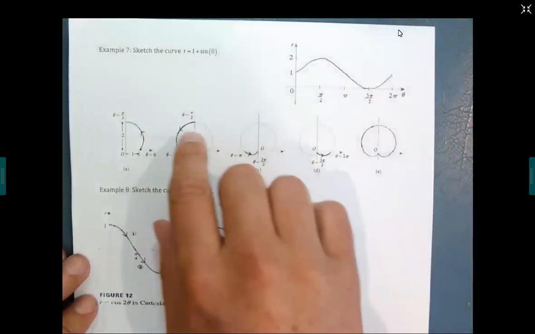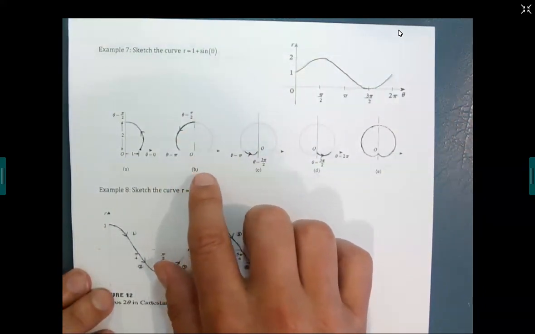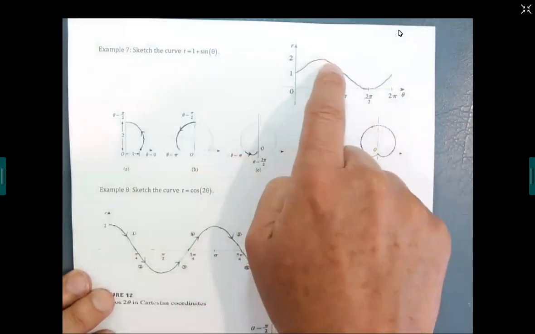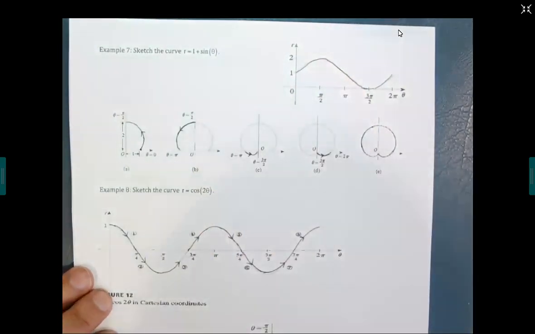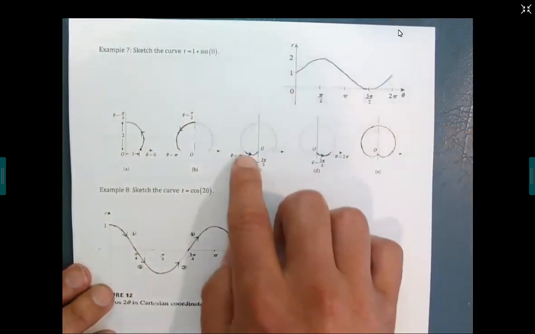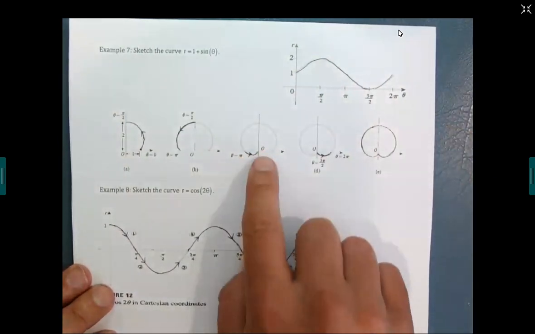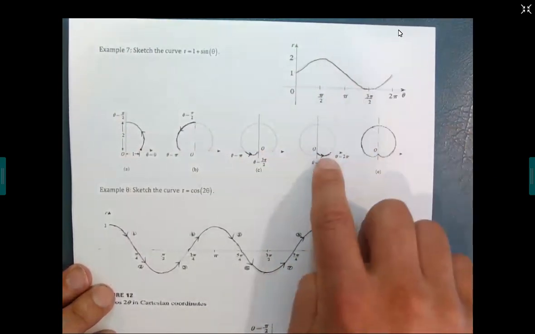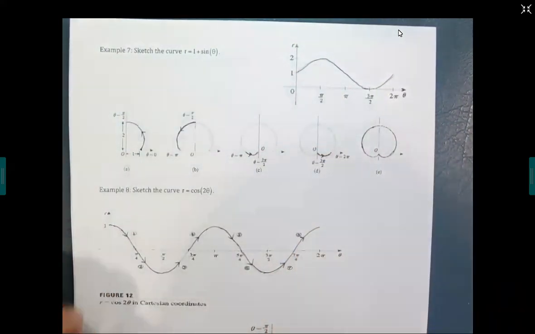Next up, as we go from pi over 2 to pi, you can see it's decreasing here. And then from pi to 3 pi over 2, you can see we're going to 0. We're going to hit 0. So you can see the little dimple there. And then from 3 pi over 2 to 2 pi, it increases a bit. So you can see the r is increasing out to 1 again, which is at 2 pi.